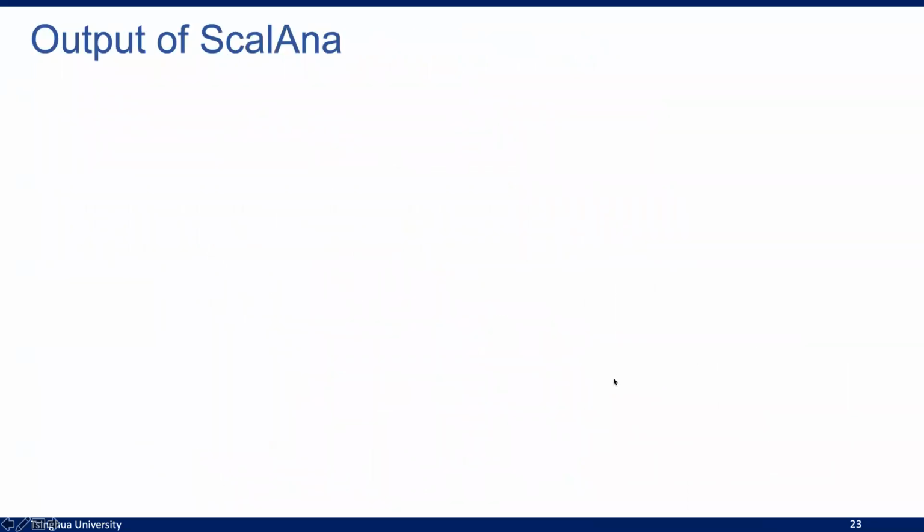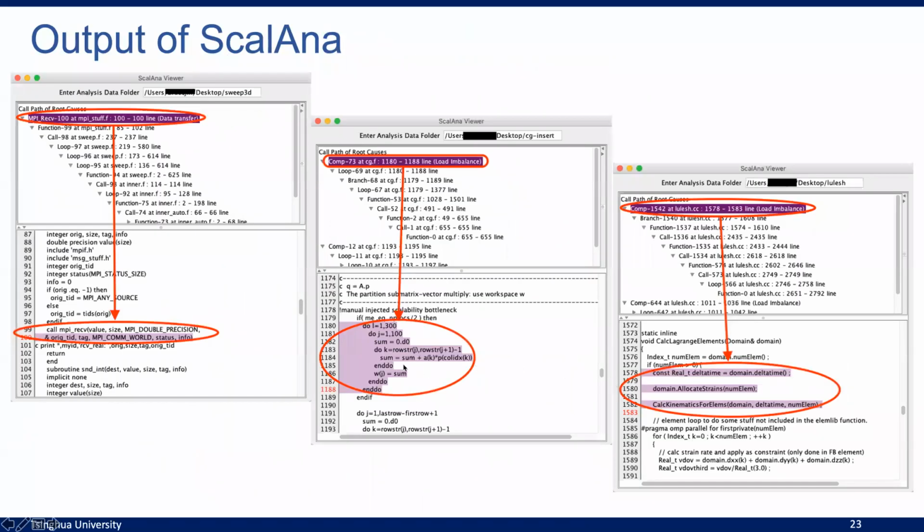Also, we design a GUI for our tool. The upper part shows the path of root causes. The lower part shows the corresponding code snippets of root causes.